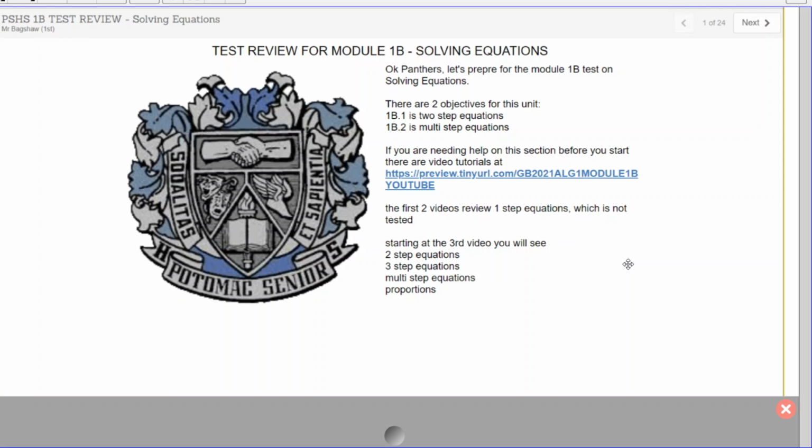It mentions there's two parts. There's going to be two-step equations, and there's going to be also multi-step equations. The multi-step equations will include three-step, multi-step, and proportions as well. If you're unsure about taking this pre-test yet or test review because you're not quite ready, there is a link there for the YouTube channel if you want to go find the videos that were associated with this. The first two videos refer to one-step equations, which is not going to be actually tested on this course.